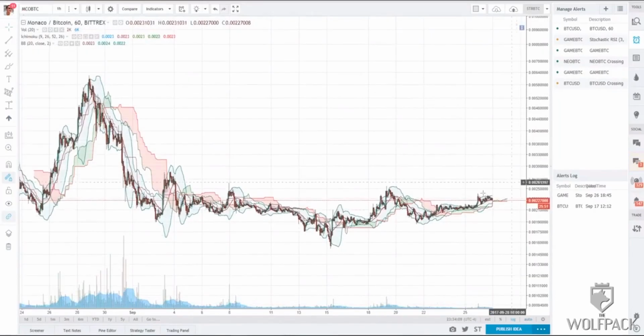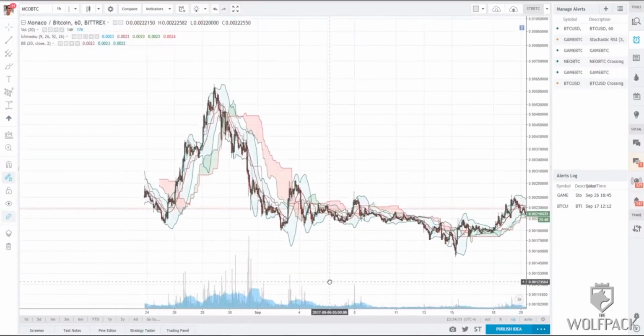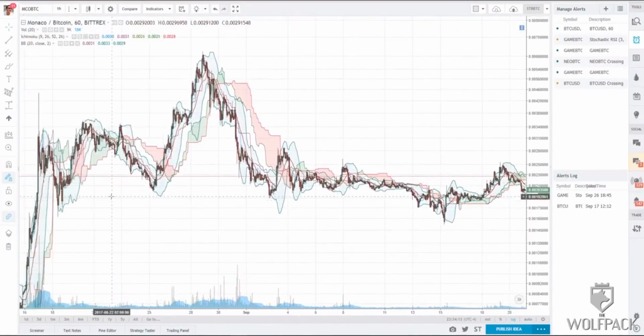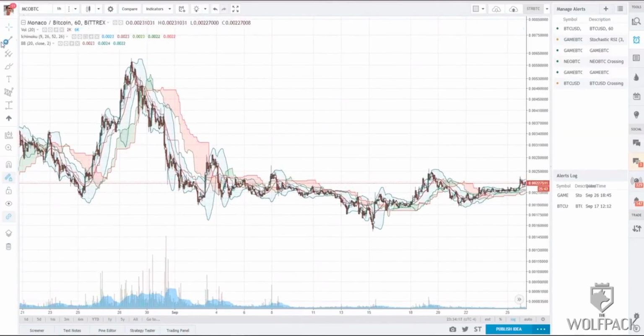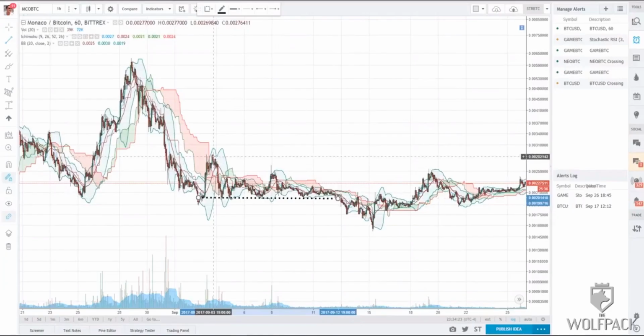So for this, you can see right here, there's this little moving average floor that's built right here. And then a nice little descending triangle right there.